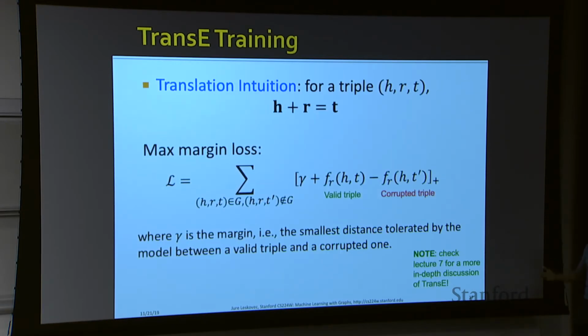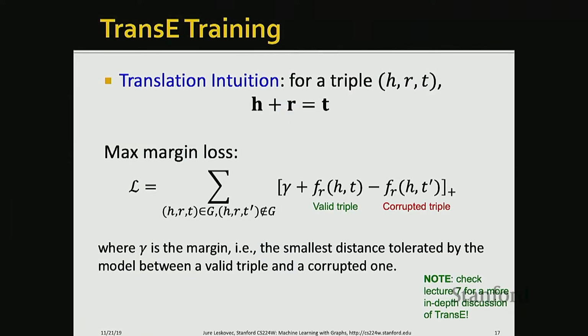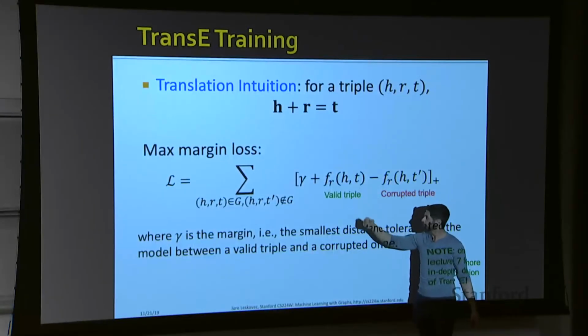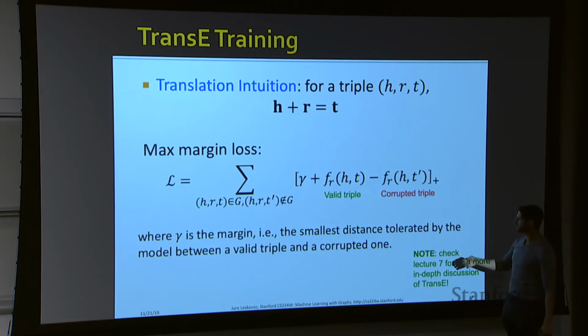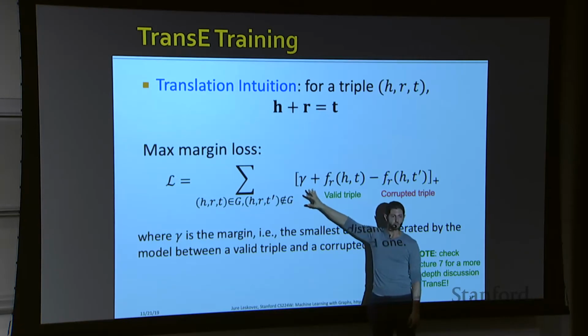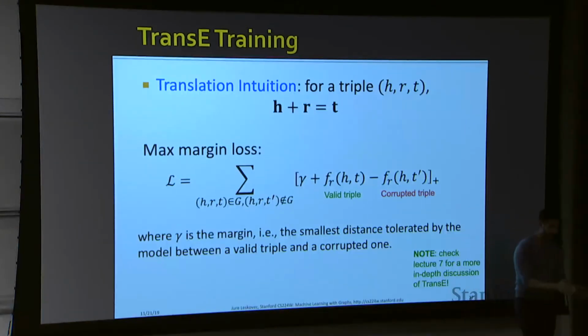And we said, how do we train it? We had this very simple loss function where we have both valid triples and corrupted triples. We are taking the distance between them, and basically what we want is that the distance of the corrupted triples is very high, and the distance of the valid triples is very low. And if you recall, we also had this term gamma at the beginning, which we call margin, and you can think of gamma basically as the smallest distance tolerated by the model between a valid triple and a corrupted one. So in some sense, it's kind of a regularization factor. Once the distance between the valid and the corrupted ones is beyond that gamma, our training will stop. Otherwise, it can go on until basically everything collapses to 0.